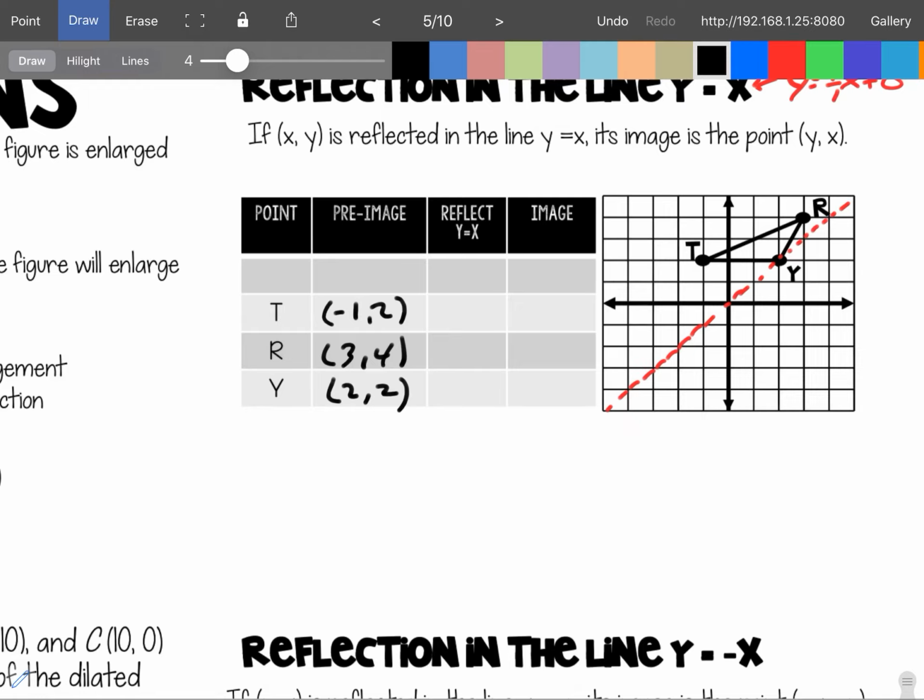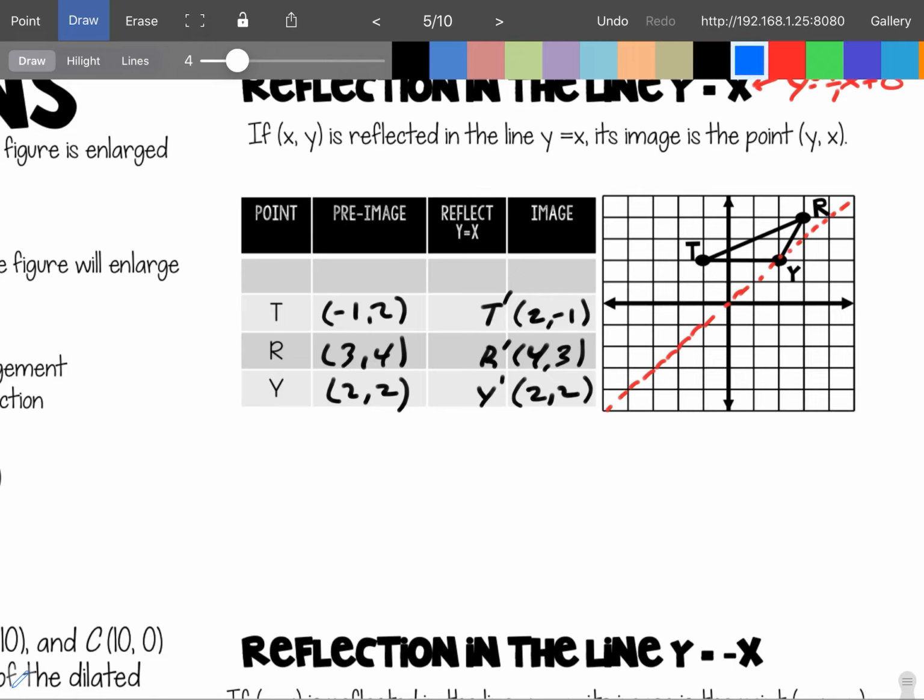So that means you're going to flip them. T prime is going to be at (2, -1). R prime is going to be at (4, 3). And Y prime is going to be at (2, 2). So all I did was reverse the coordinates. So let's plot that one.